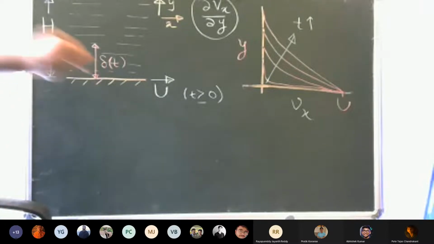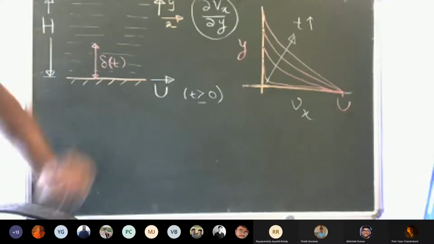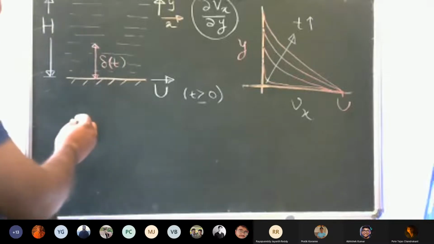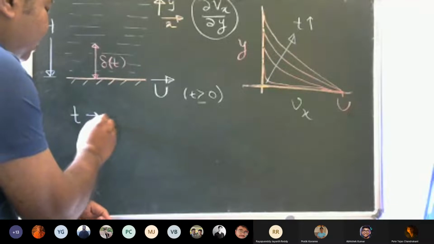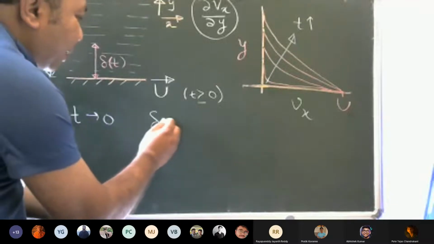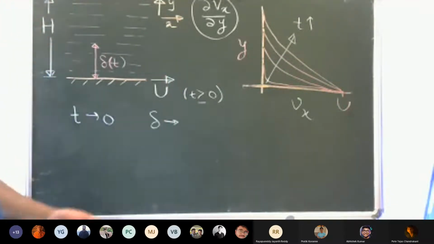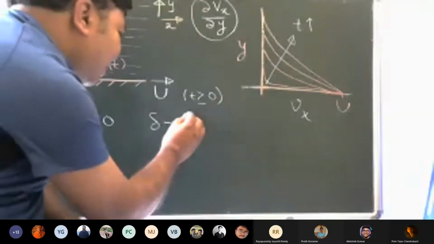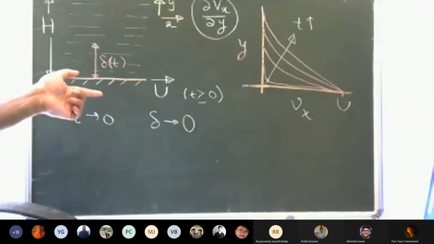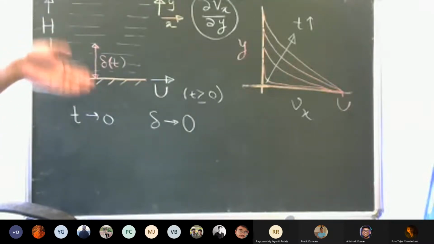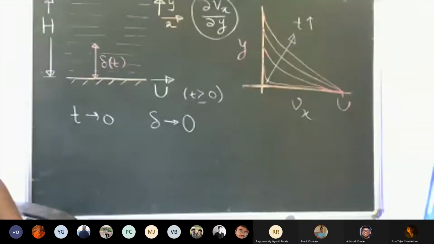So what will be the value of this delta at t very close to 0? My question to you is, if t tends to 0, delta tends to what? Anyone, make a guess? 0. Very good. Because the disturbance has moved up to a very small distance, and as t grows, delta will grow.